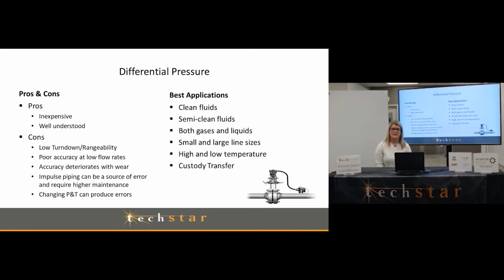If you're looking at a venturi or a V-cone or other kinds of primary elements, they have their own maintenance recommendations, making sure that impulse lines are clear, that they're not plugged up, because obviously if you have an impulse line that connects each side of your pressure to your transmitter, if those get plugged up, then you're not going to get a really good reading either. And if you have a very large change in pressure and temperature, it can also introduce some errors into your measurement, so just be aware of that.